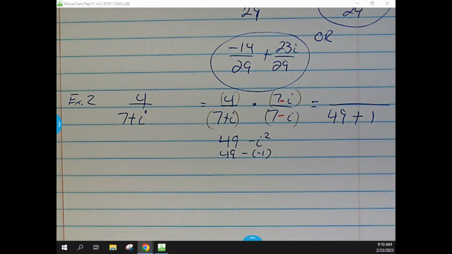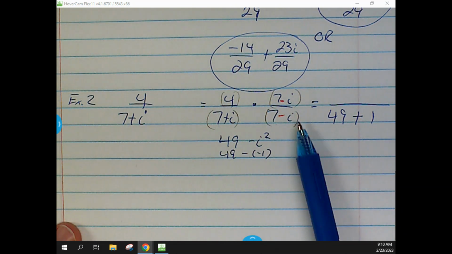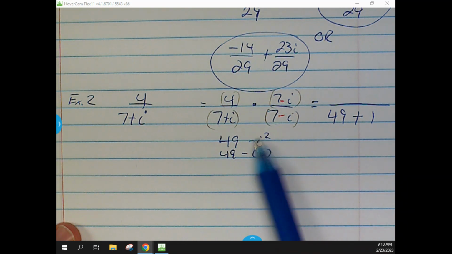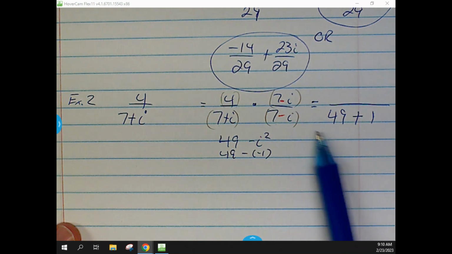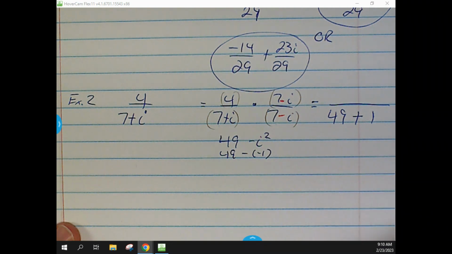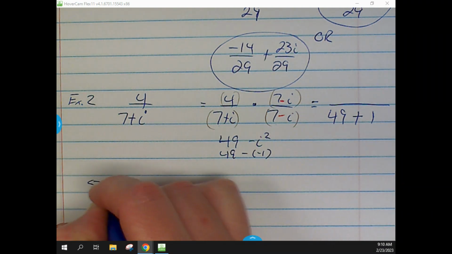Okay. And if you need to kind of work it out a little bit on those, that's fine, because it just takes 2 extra seconds to get you there, because it's 49 times 1 i squared. But again, you're going to take out your i squared and make it -1. So it's 49 minus -1, or 49 plus 1, which eventually gets us 50 for the denominator.